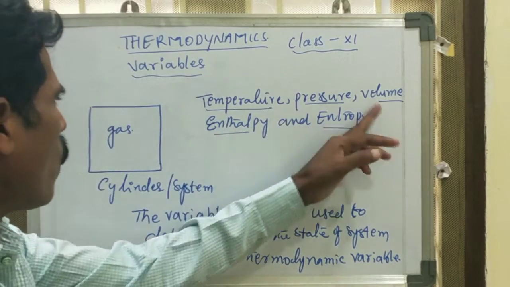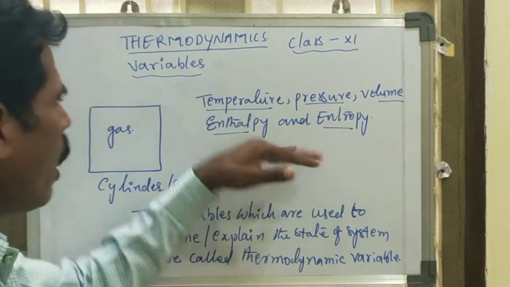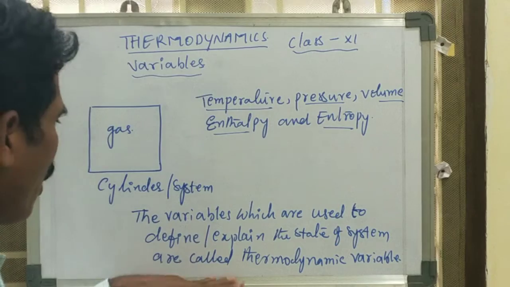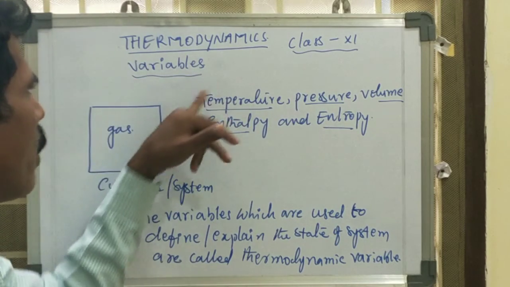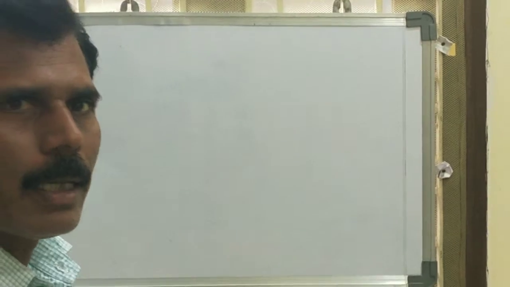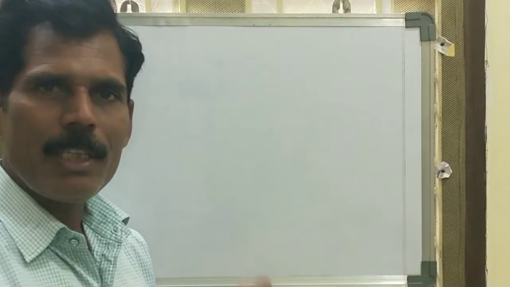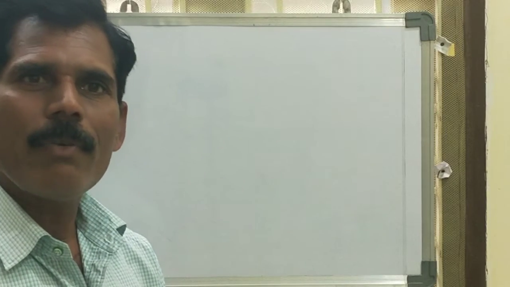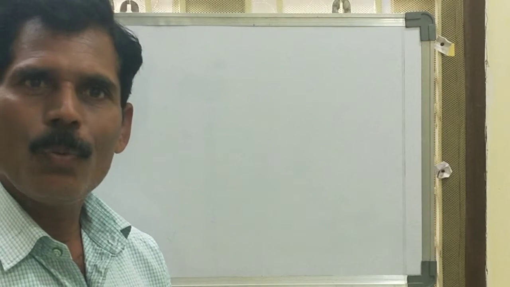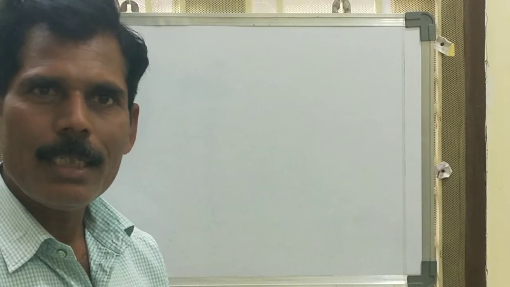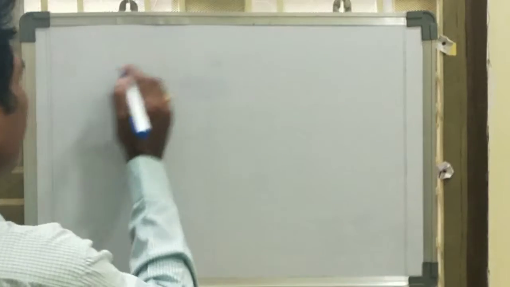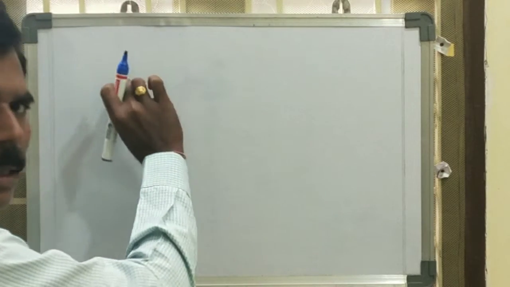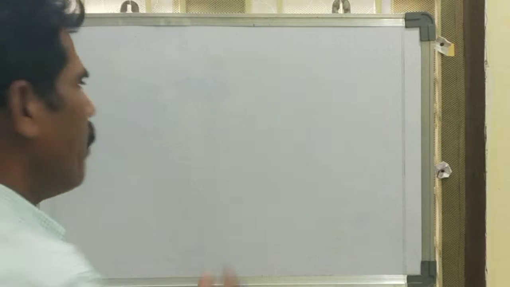Yes, temperature, pressure, volume, enthalpy, and entropy, which are required to explain or define the system, are called thermodynamic variables. Now we have seen thermodynamic variables. To explain or define the system, we definitely require temperature, pressure, volume, entropy, and enthalpy. Now let us see the types of thermodynamic variables.